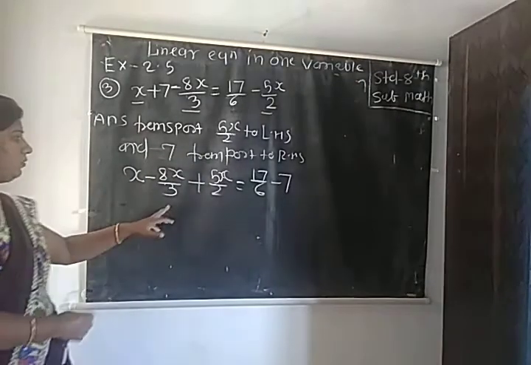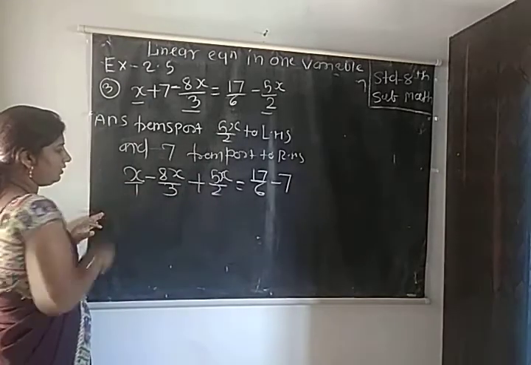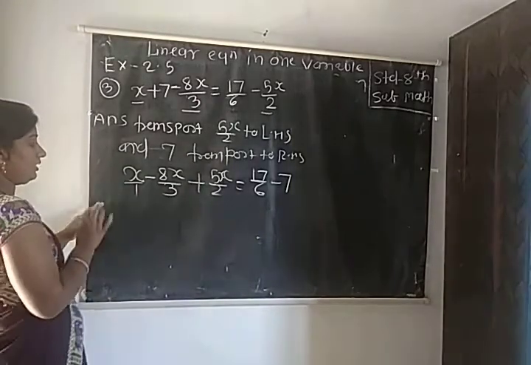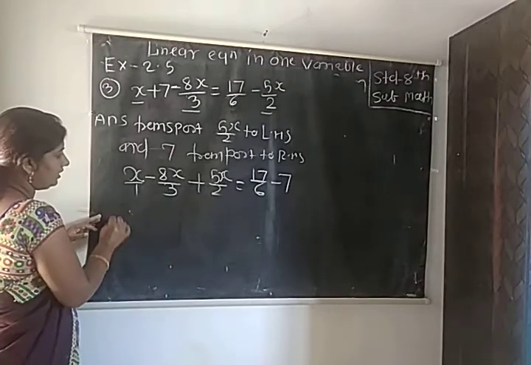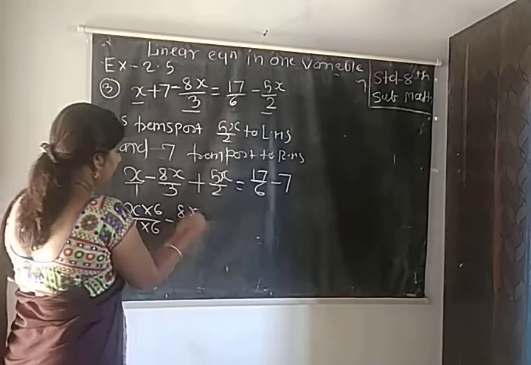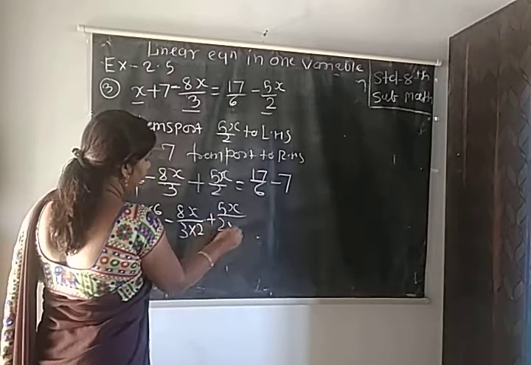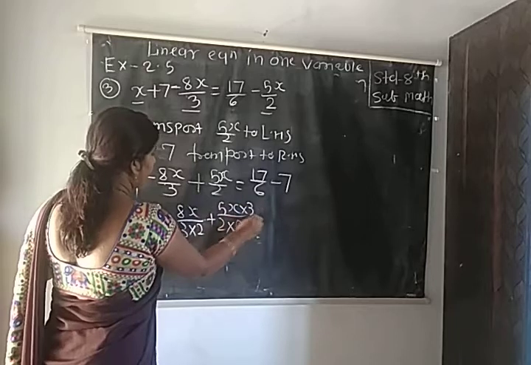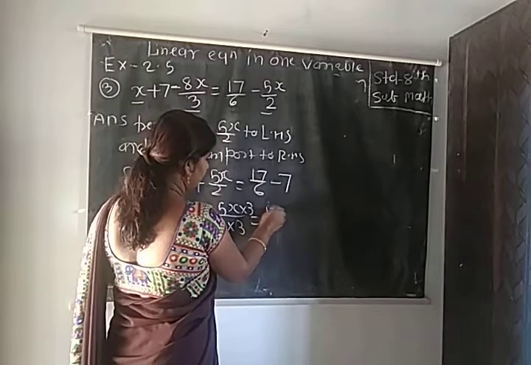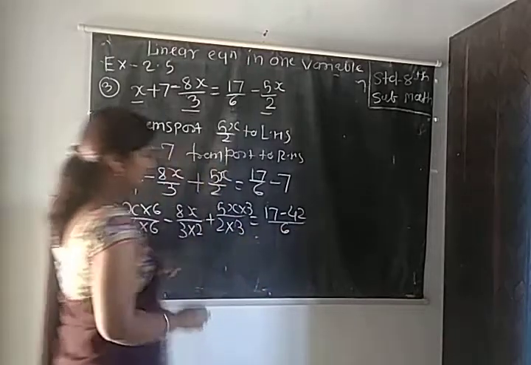x minus 8x upon 3 plus 5x upon 2. Firstly, we make the denominator the same. Here the denominators are 1, 3 and 2. So इसका कौन सा नंबर जो तीनों टेबल में 6. Okay. Then make the denominator the same. So x multiply 6 upon 1 multiply 6 minus 8x upon 3 multiply 2 plus 5x upon 2 multiply 3 is equal to, यहाँ पे 17 upon 6 यहाँ पे क्रॉस मल्टीप्लीकेशन किया तो भी चलेगा. 6 7 the 42, and then denominator is 6, and then solve this.